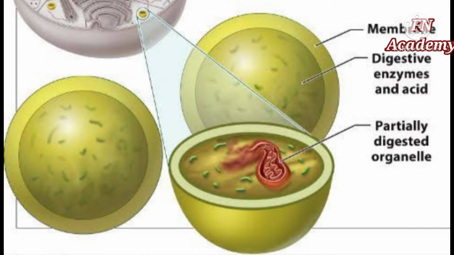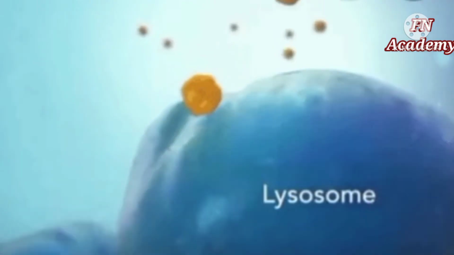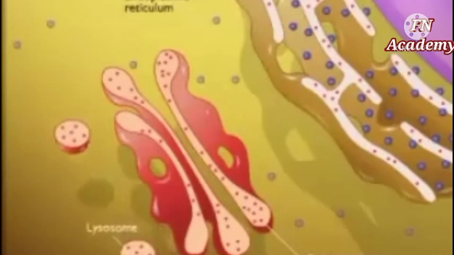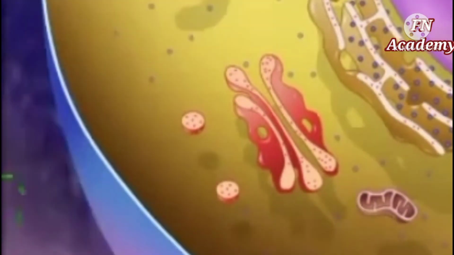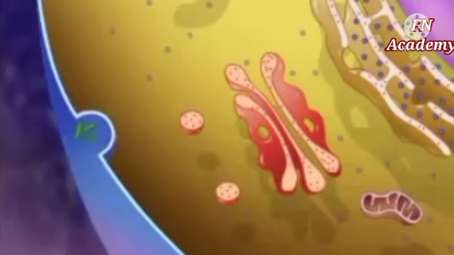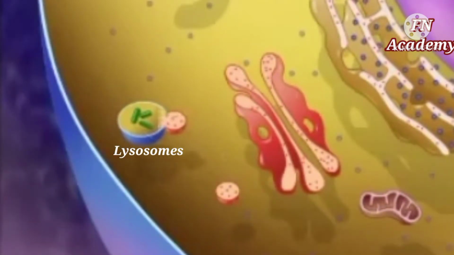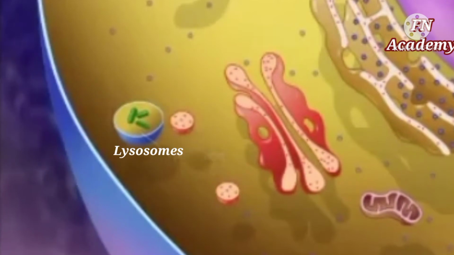But apart from these substances, the vesicles may also contain some acidic substances called digestive enzymes. These enzymes help in digesting toxic or dangerous substances. Now all these enzyme-containing vesicles come together and make up an organelle called lysosomes. This organelle which we see here is nothing but a group of many vesicles which contain these enzymes.